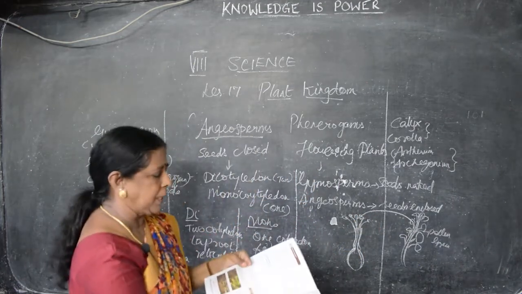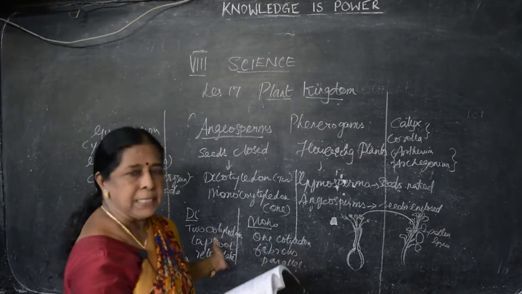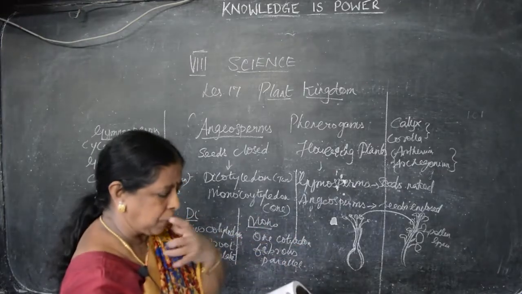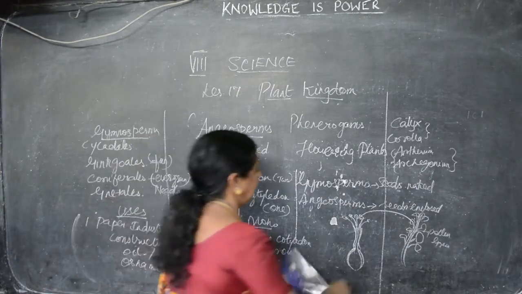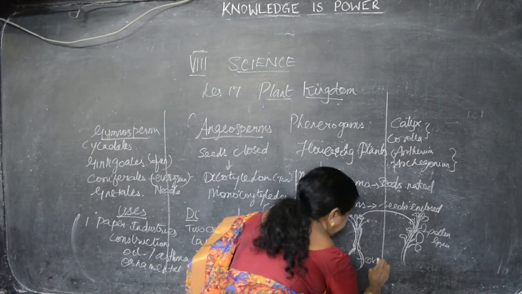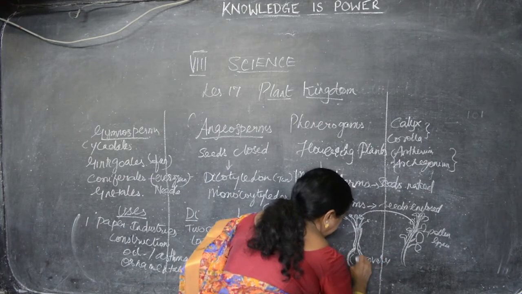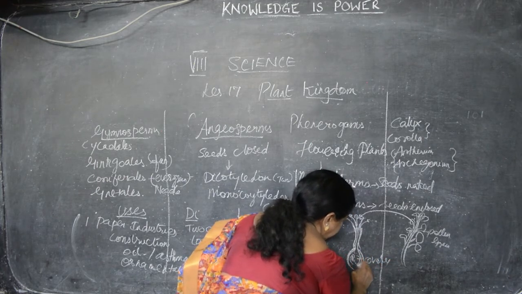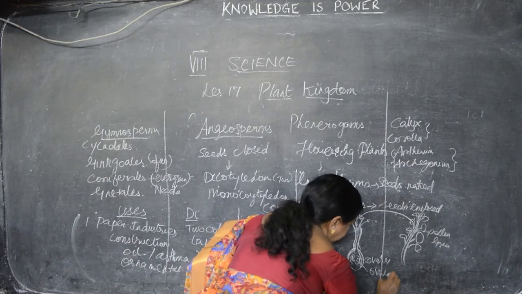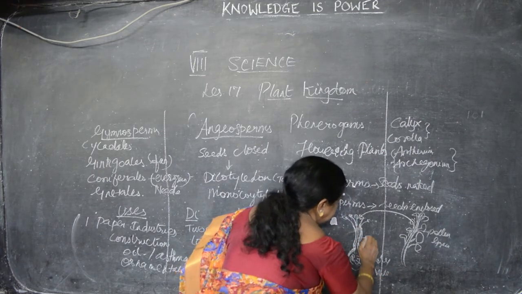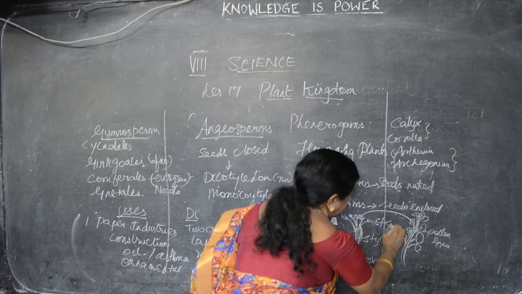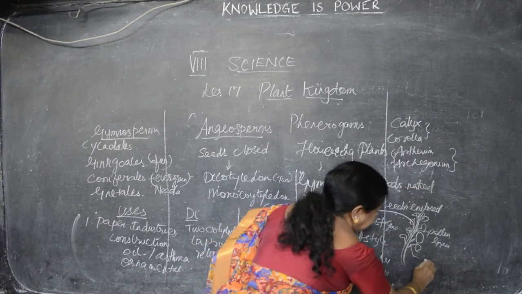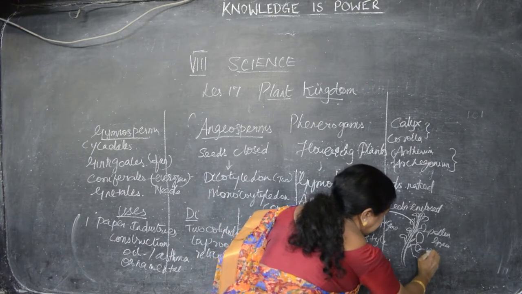The dicotyledon pollination is by insects. Here, monocotyledon pollination is by wind. Wind means what? By air. This is ovary, ovule, style. This one is what? Stigma. This is filament. This one is anther.